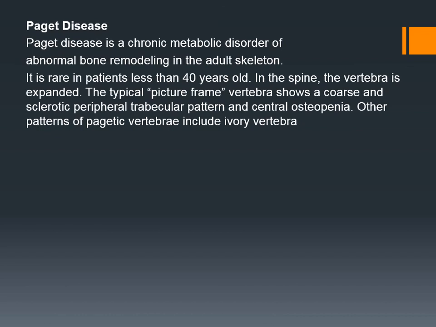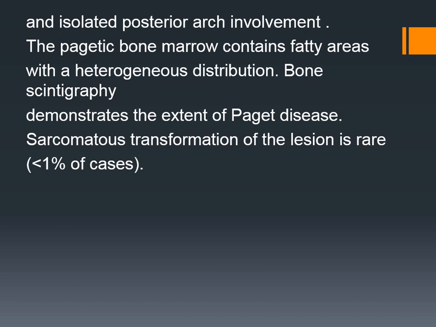Paget's disease is a chronic metabolic disorder of abnormal bone remodeling in the adult skeleton. It is rare in patients less than 40 years old. In the spine, the vertebra is expanded. The typical picture frame vertebra shows a coarse and sclerotic peripheral trabecular pattern and central osteopenia. Other patterns of Pagetic vertebra include ivory vertebra and isolated posterior arch involvement.